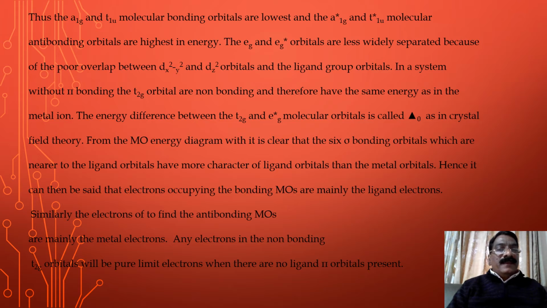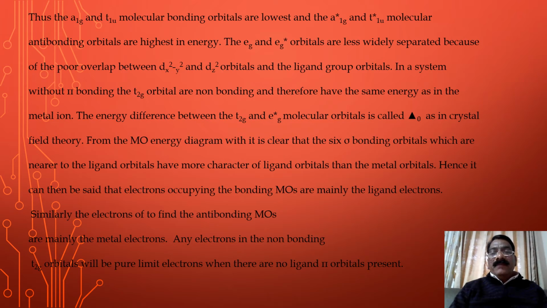From the MO energy level diagram, it is clear that the 6 sigma bonding orbitals, which are nearer to the ligand orbitals, have more character of ligand orbitals than the metal orbitals. Hence, it can be said that electrons occupying the bonding molecular orbitals are mainly the ligand electrons. Similarly, the electrons in the antibonding molecular orbitals are mainly from the metal electrons.